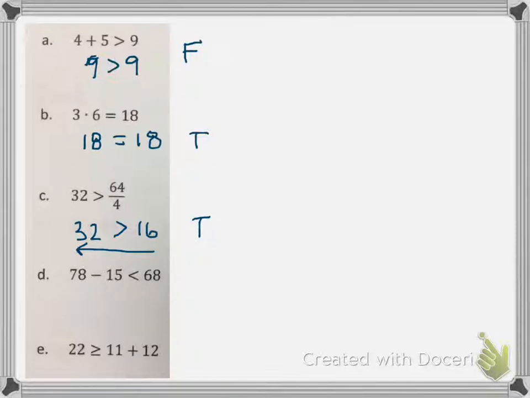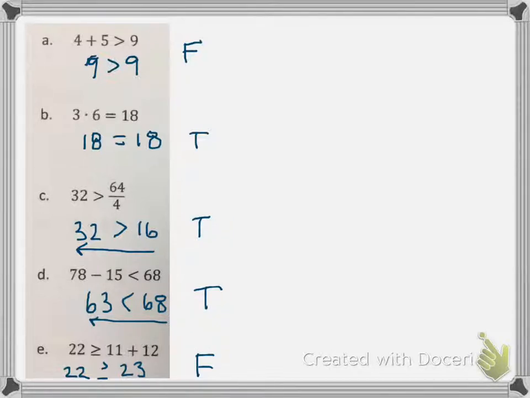Okay, let's take a look at D, 78 minus 15. Well, that's, let's see, that's 63. And 63 is less than 68 is the statement. And 63 is less than 68. Or, read it this way, 68 is greater than 63. True. All right, last one. 22 is greater than or equal to 11 plus 12. Well, that's 23. So this says 22 is greater than or equal to 23, and that's false.